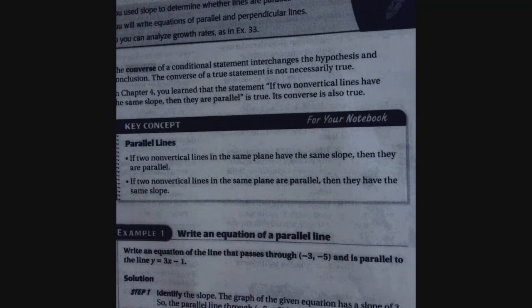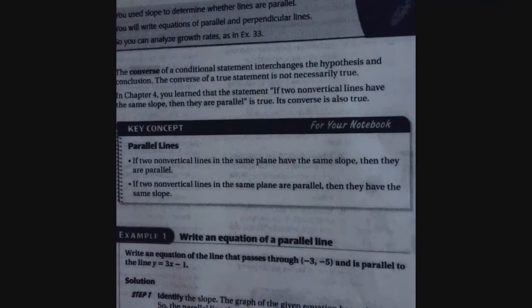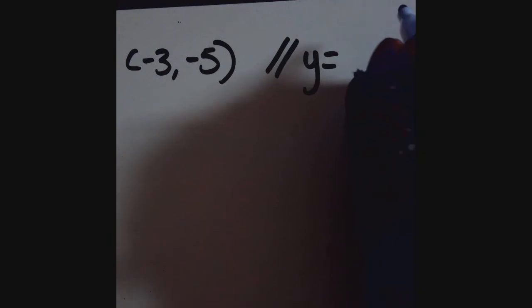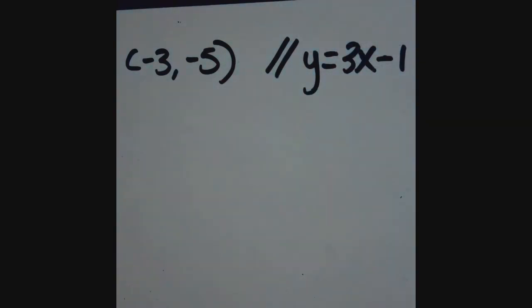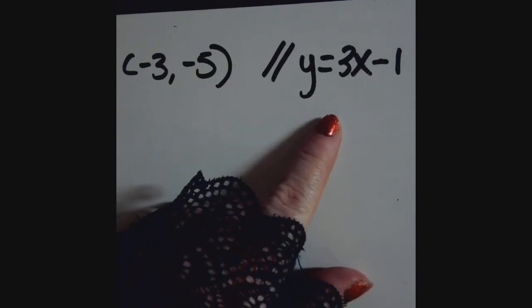It says write an equation of the line that passes through (-3, -5) and is parallel to the line y = 3x - 1. So I'm going to write that down. (-3, -5). So it's going to go through this, and it is going to be parallel. This is a symbol in geometry for parallel to y = 3x - 1. So it has to be a parallel line to this.